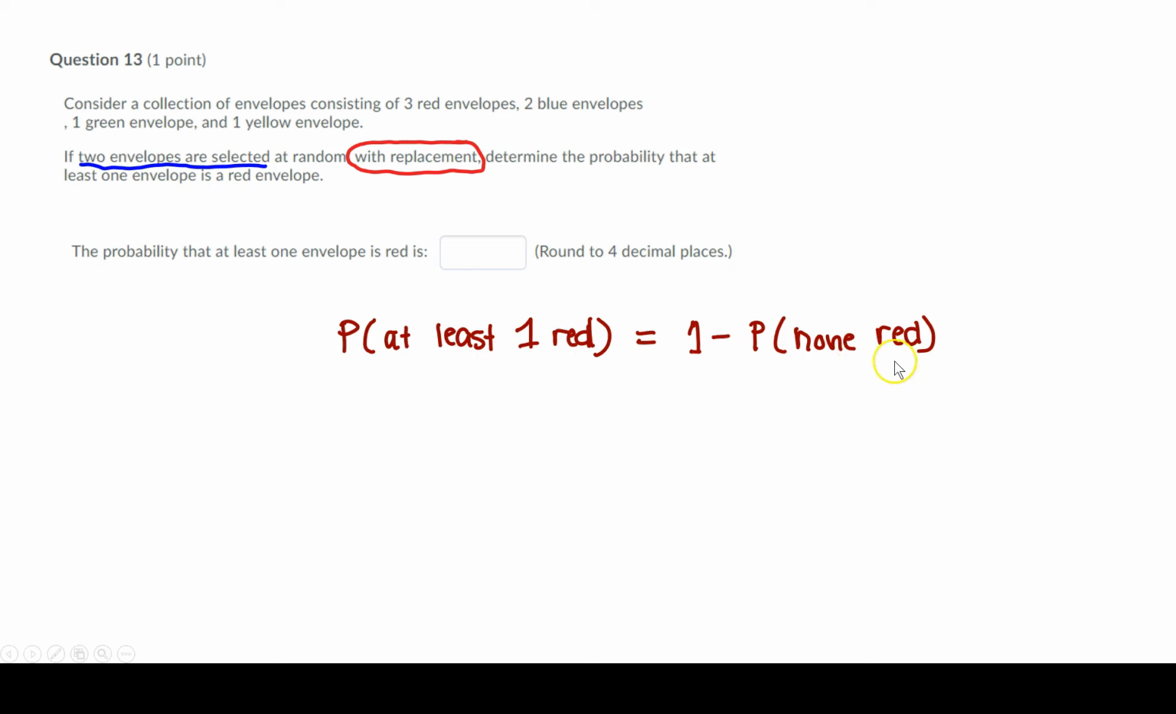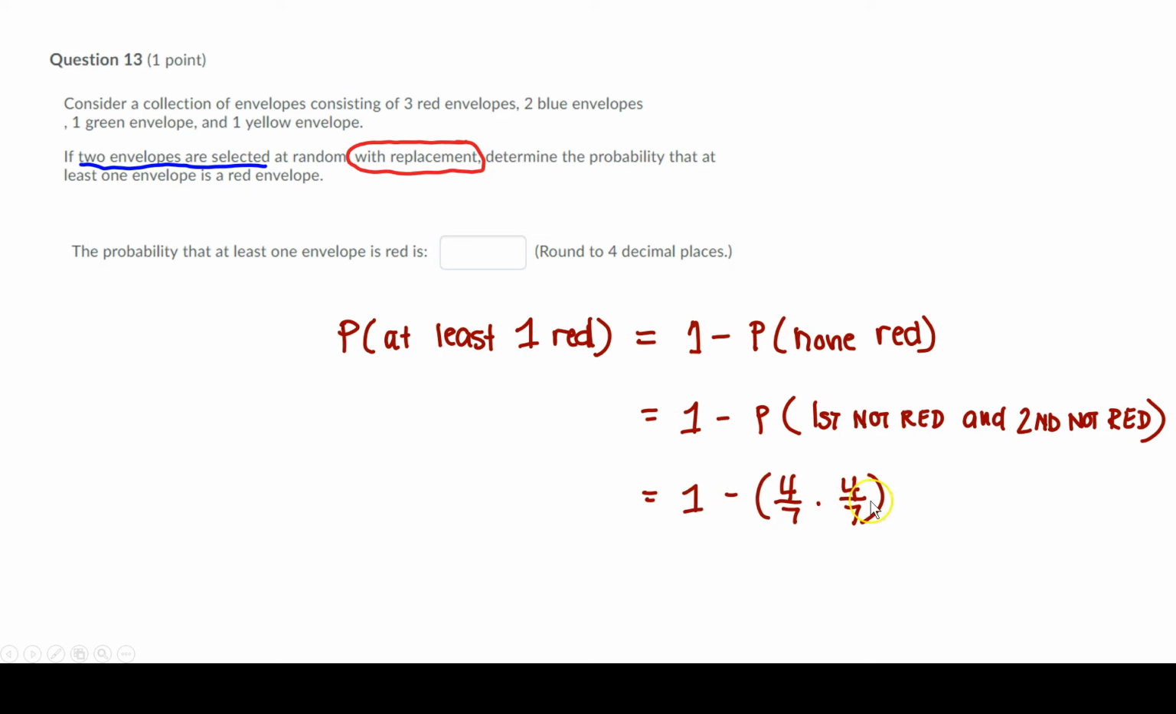So the probability that none were red is going to be the probability the first one's not red and the second one's not red. So the probability the first one's not red is going to be 4 out of 7. Since I'm putting it back, on the second choice the probability the second one's not red is also 4 out of 7. So I'm going to have 1 minus 16/49, which is 33 over 49, which is 0.6735.